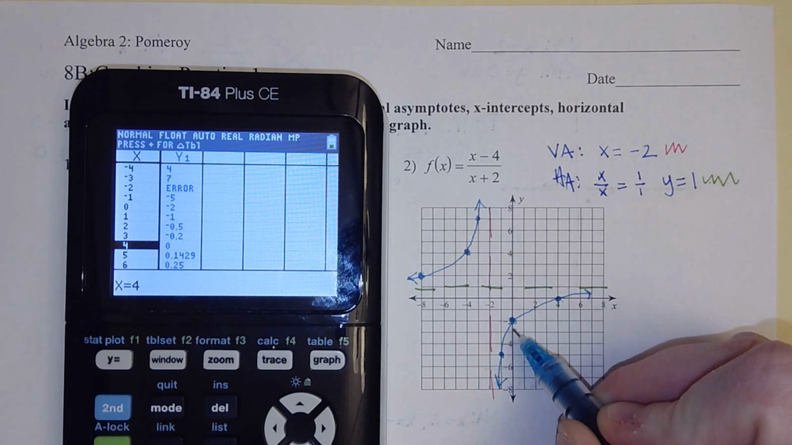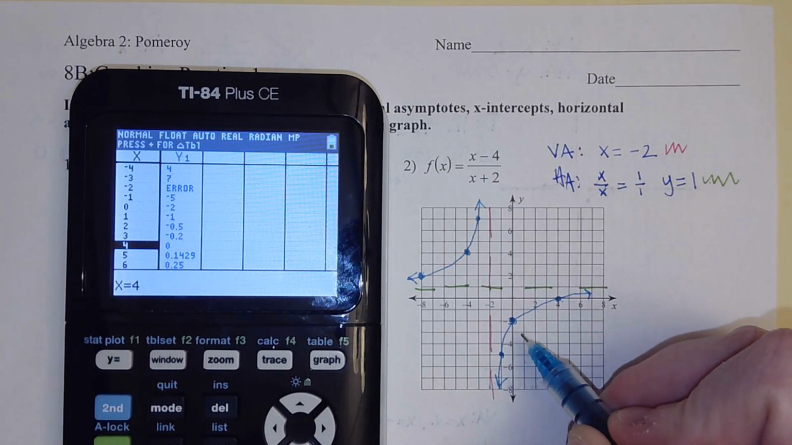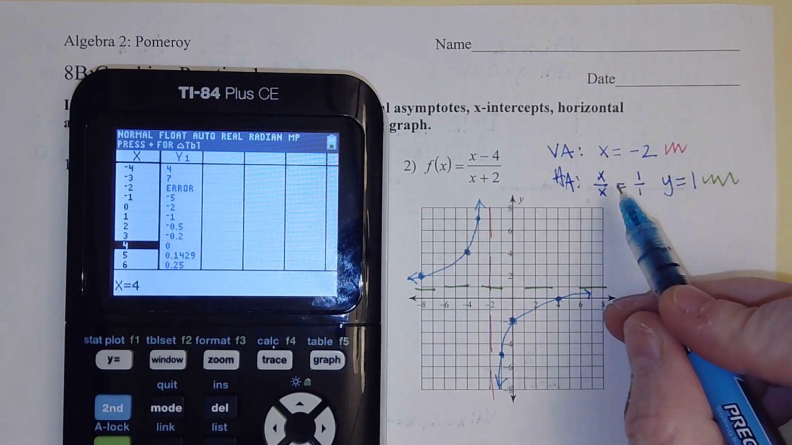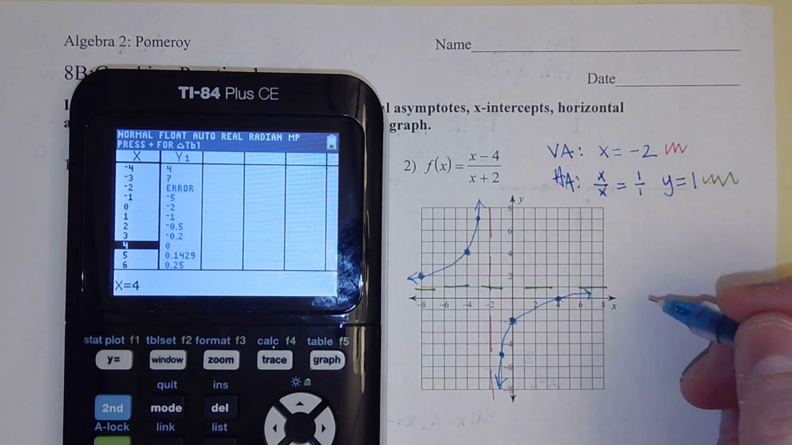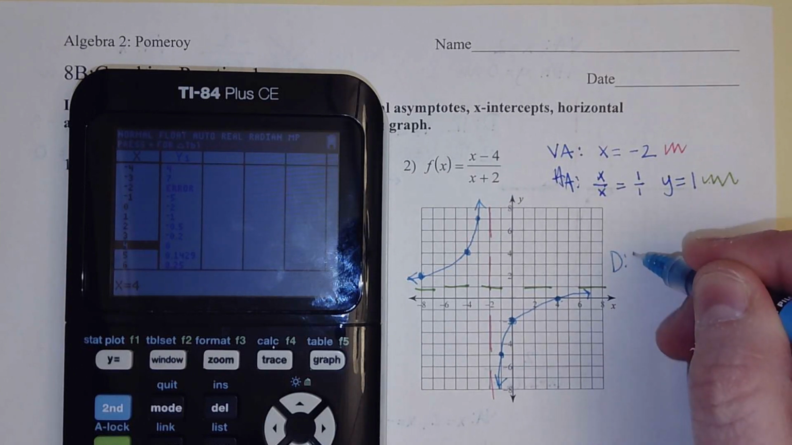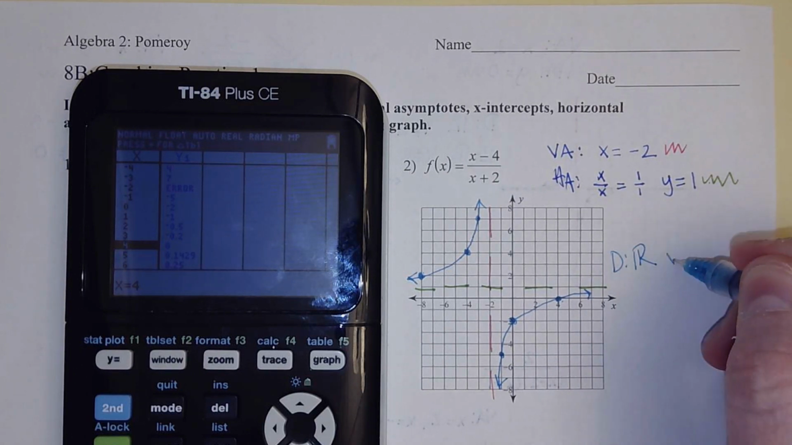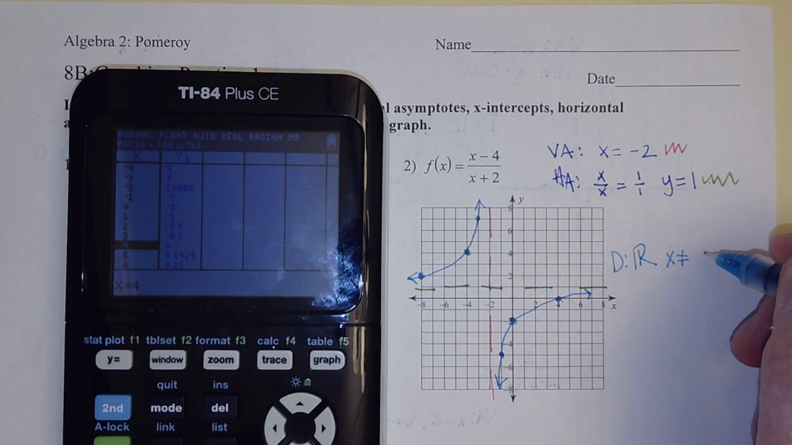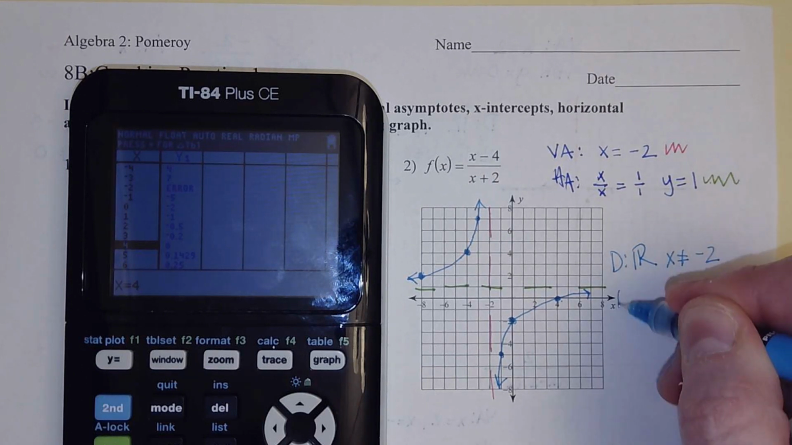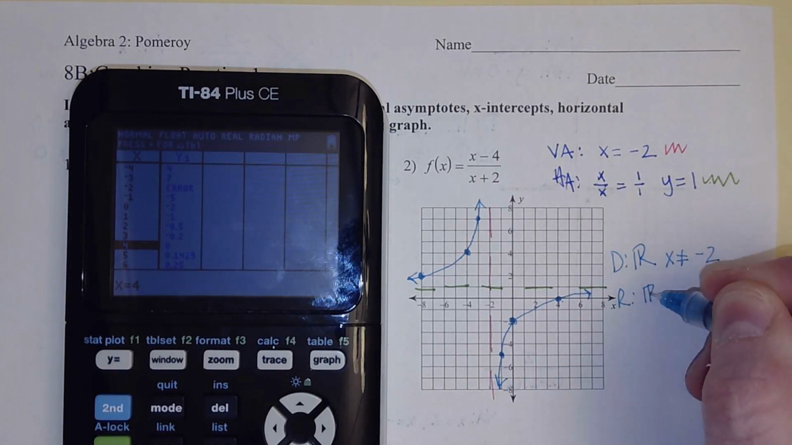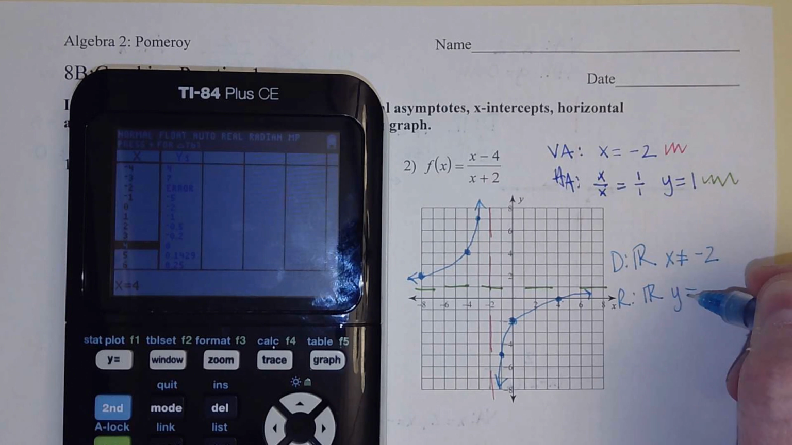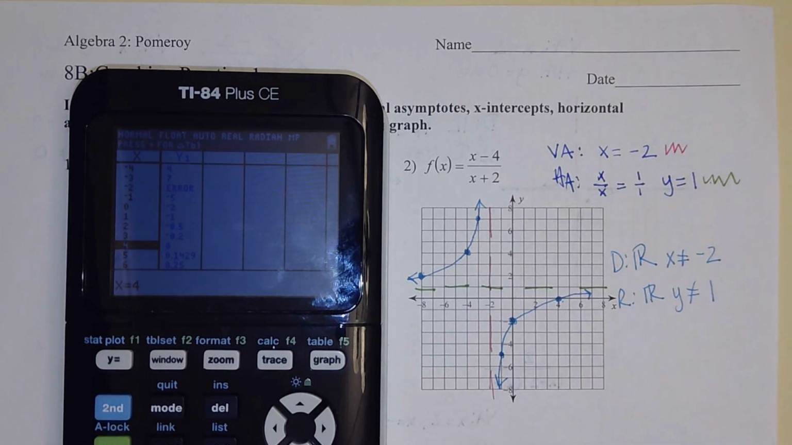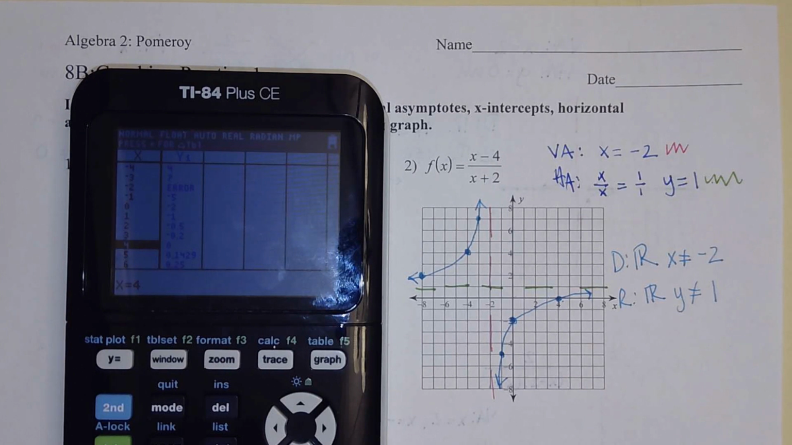These 2 points are my x-intercept and my y-intercept. I have no max or min. I stated my asymptotes. Domain would be all real numbers that cannot equal -2. And range would be y is also not equal to 1, all real numbers.